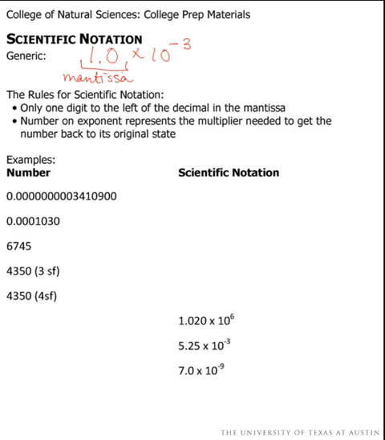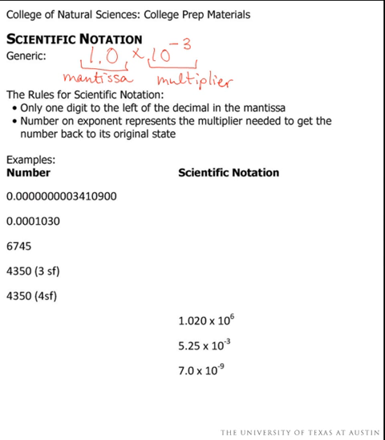That mantissa does have rules. Only one number to the left of the decimal is allowed. All the numbers to the right of the decimal, you have as many as you need to have the correct sig figs. And then you also have this number over here that's the multiplier. This is the number that is used to get the scientific notation value back to the original number.